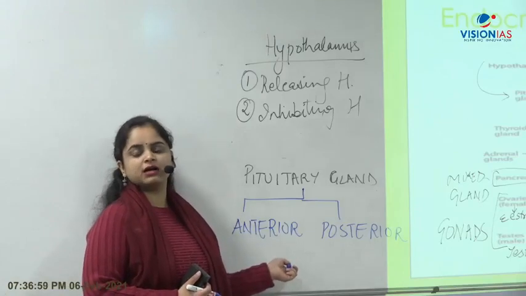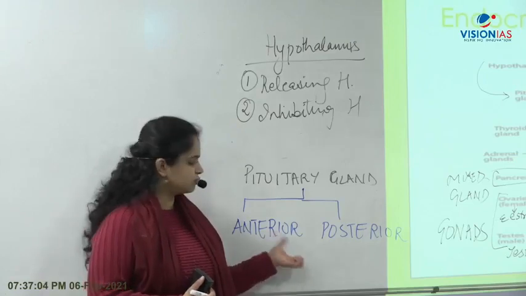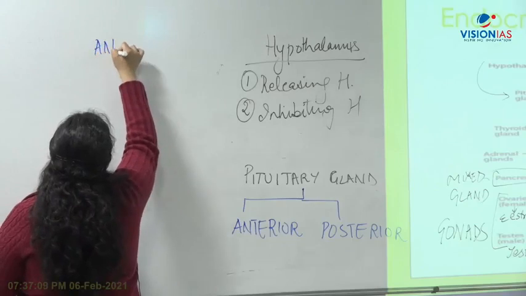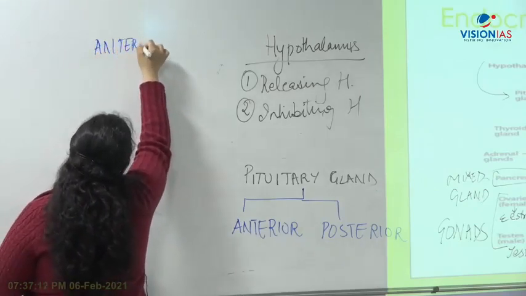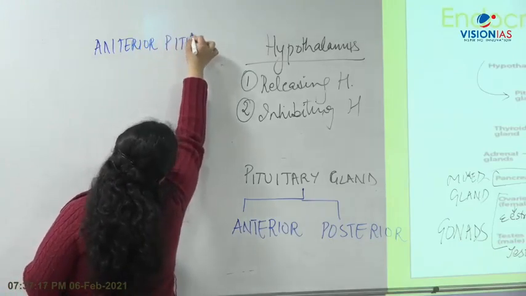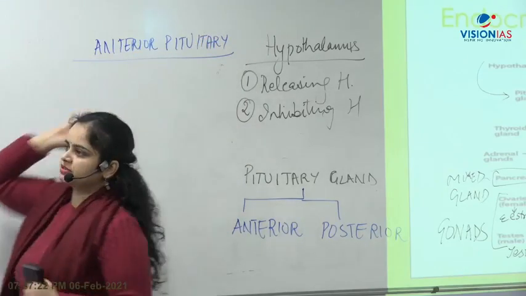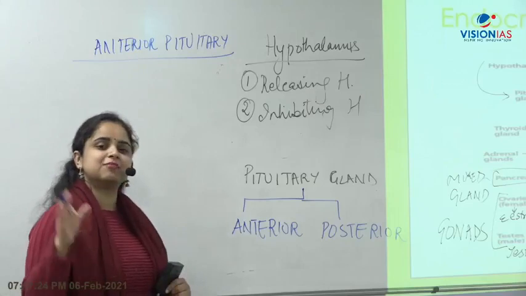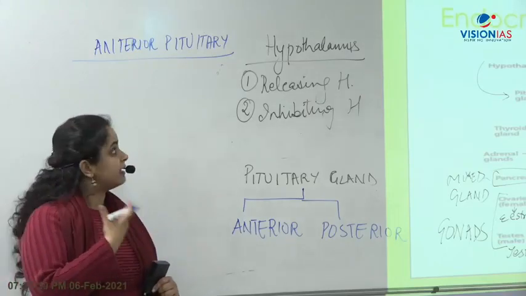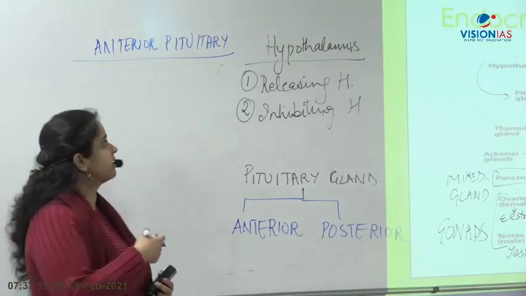Both of these parts will produce their separate set of hormones. First we will discuss anterior pituitary. This is a very important gland. This was supposedly a very favorite of UPSC also. It is a master gland. It's called a master endocrine gland because a very long list of hormones is produced from anterior pituitary. Okay, let's start.